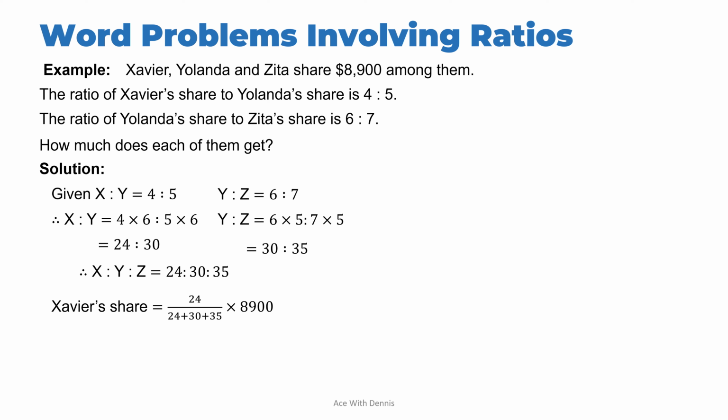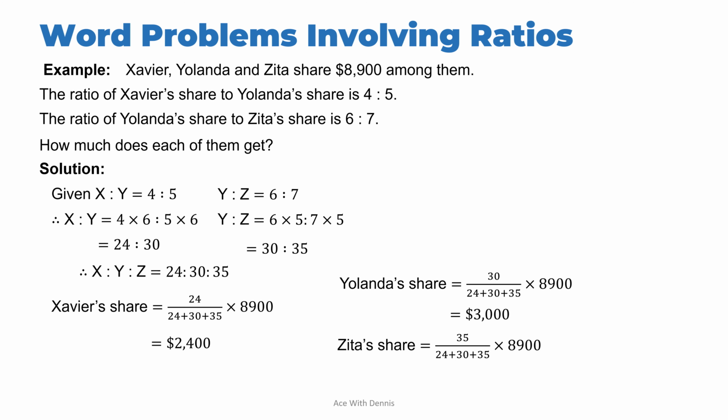For Xavier's share, it equals 24 over 24 plus 30 plus 35 times the total amount of money, which is $8,900. And we get $2,400 for Xavier's share. Similarly, for Yolanda's share, it is 30 over 24 plus 30 plus 35 times 8,900, and we get $3,000. For Zita's share, it equals 35 over 24 plus 30 plus 35 times 8,900, and the answer is $3,500.